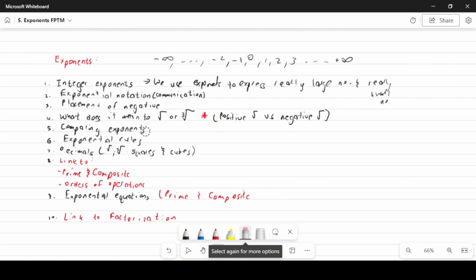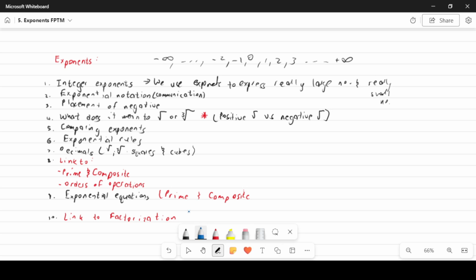Then we will talk about comparing exponents or bring in the exponential rules. And yes, and then we'll talk about decimals. Right, so how do you square root and cube root, or find the squares and cubes when you're given decimals? We'll talk about that. Then I'll link it back all the way up to prime and composite numbers. We'll bring in order of operations from the previous section. Then we'll talk about exponential equations.